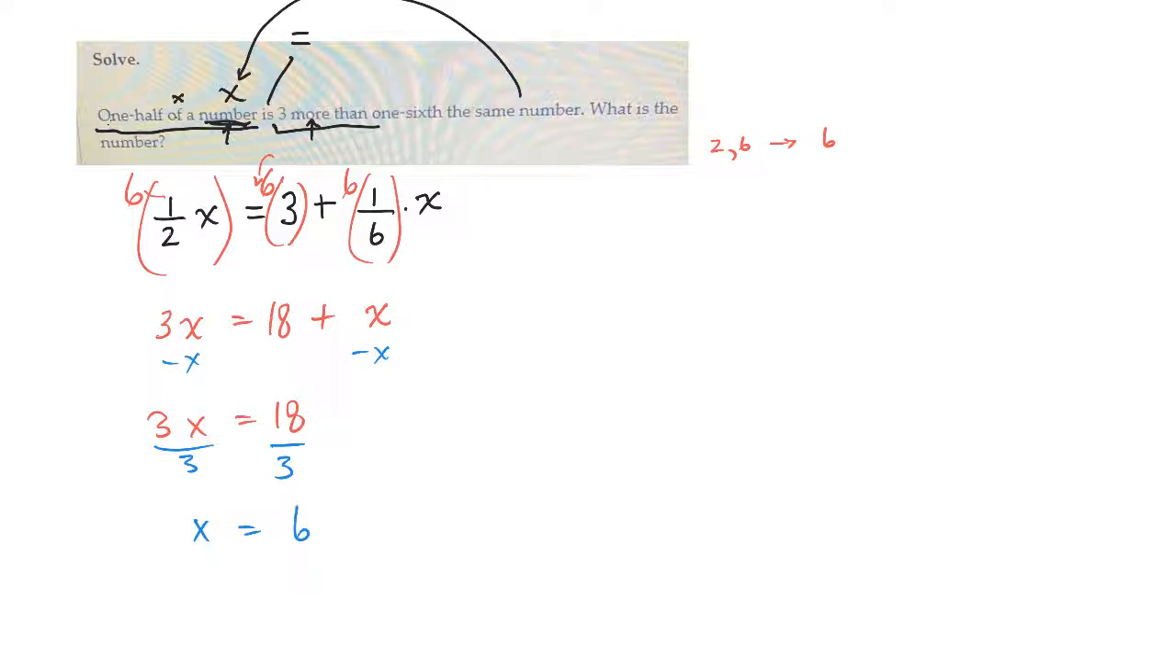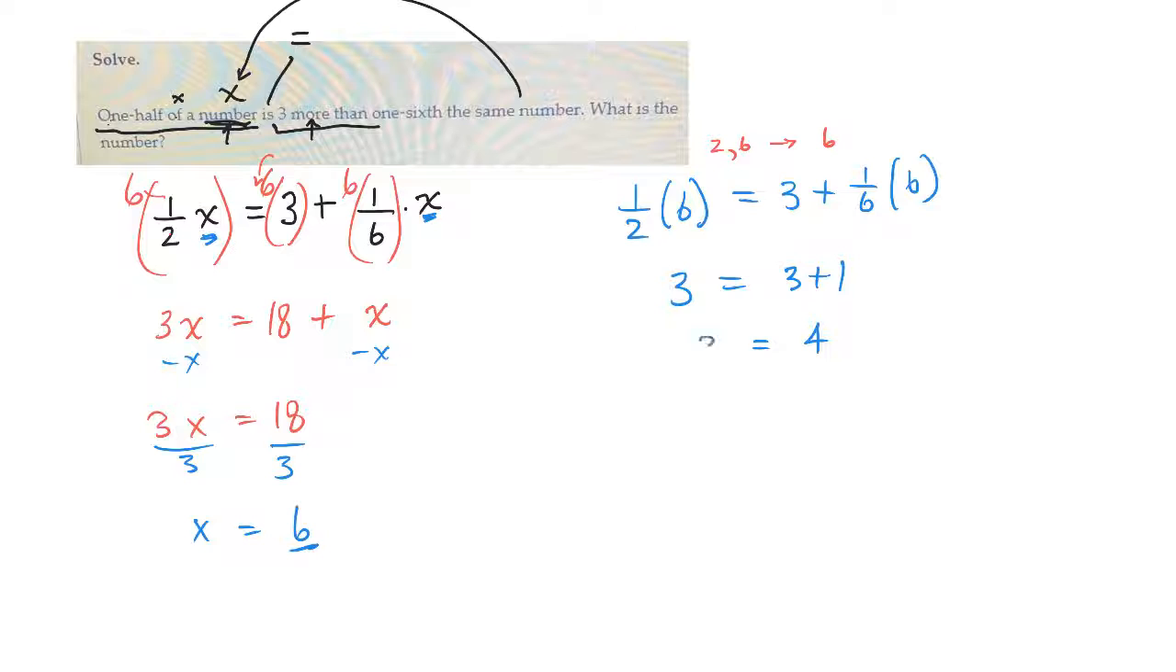Now we could go and test that. So if I go back to my original equation, 1/2 of x, which is 6, is equal to 3 plus 1/6 of 6. So I just took that 6 and plugged it in for x there and there. So 1/2 of 6 is 3. And then, I wonder if this is going to work. 1/6 of 6, that'd be 1. So 3 plus 1, that comes out to 4. That doesn't look right, because those two aren't the same.